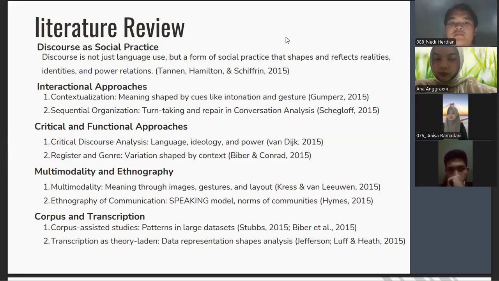In contrast, Biber and Conrad 2015 apply systemic functional linguistics to highlight how language varies by register and genre. Register reflects institutional context, while genre refers to goal-oriented staged communication processes such as an academic article or news report.